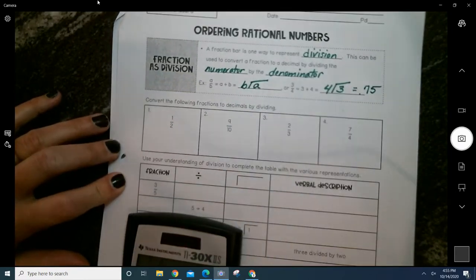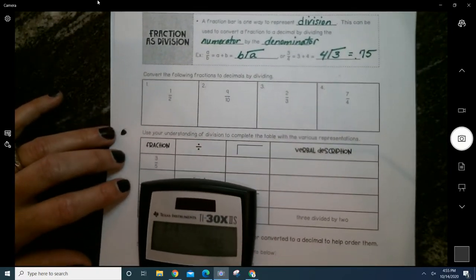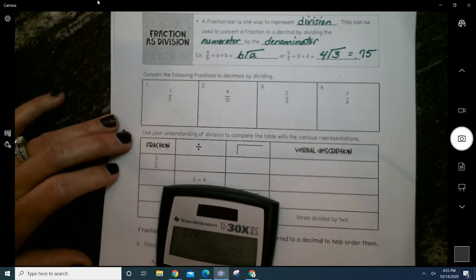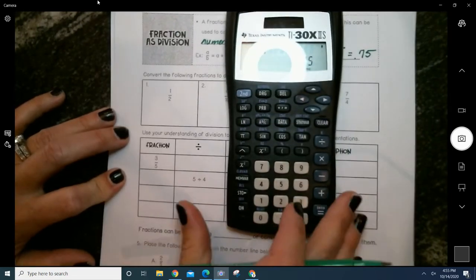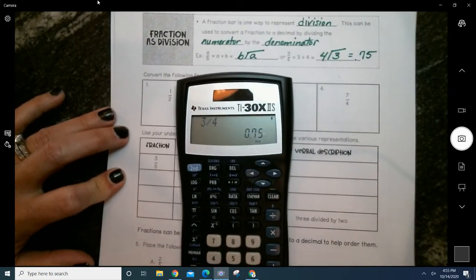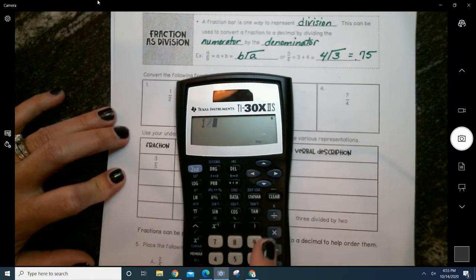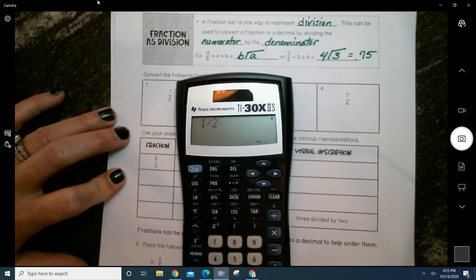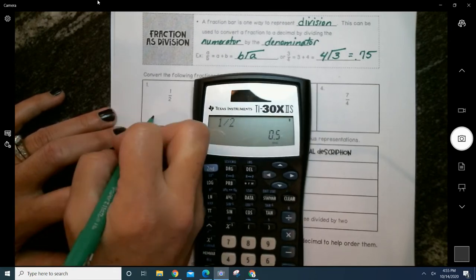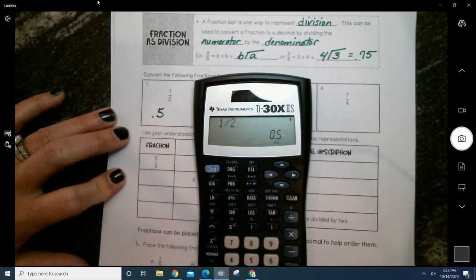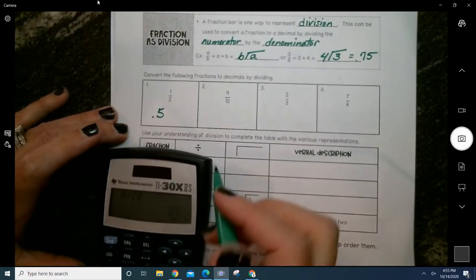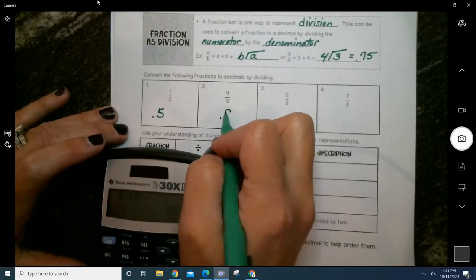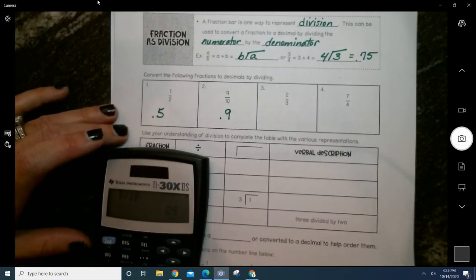Right now we're going to convert the following fractions to decimals by dividing, using a calculator. So make sure you have a calculator handy. Number 1, we're going to do 1 divided by 2. You put the 1 in first, then hit the divide sign and hit 2, and you would get 0.5. Number 2, you would do 9 divided by 10, and you would get 0.9. I'm going to let you guys do numbers 3 and 4.